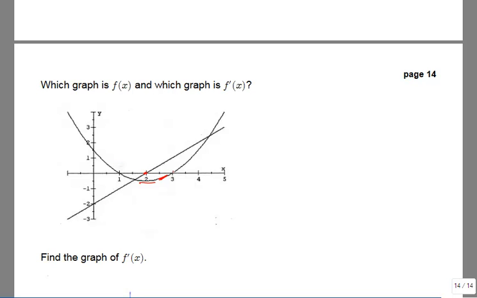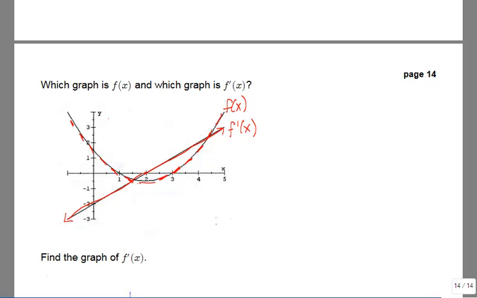All of these slopes to the right are positive, which corresponds to these positive y values here. All these slopes to the left are negative slopes, which corresponds to these negative y values here. So that means the curvy one is the original function f of x, and the line are all the slopes, which means it's the derivative function.